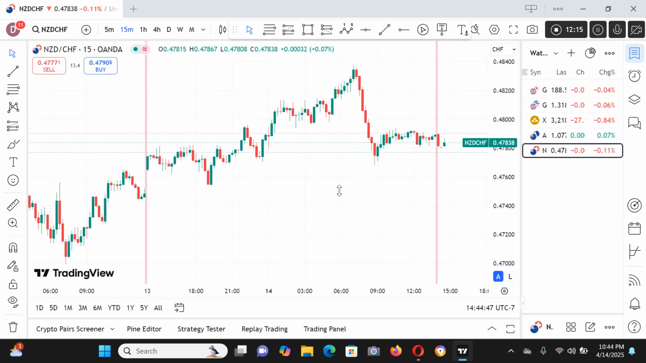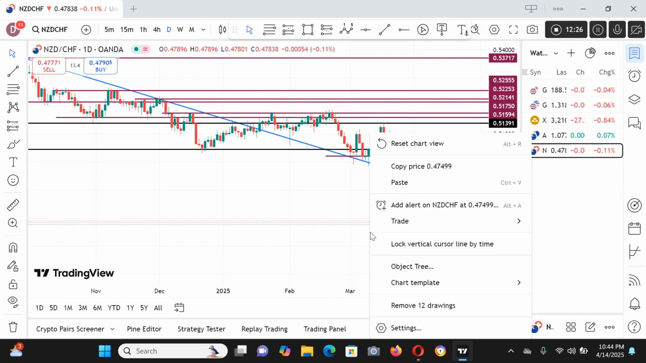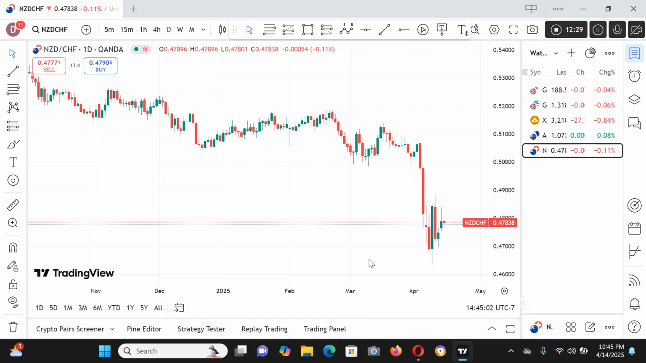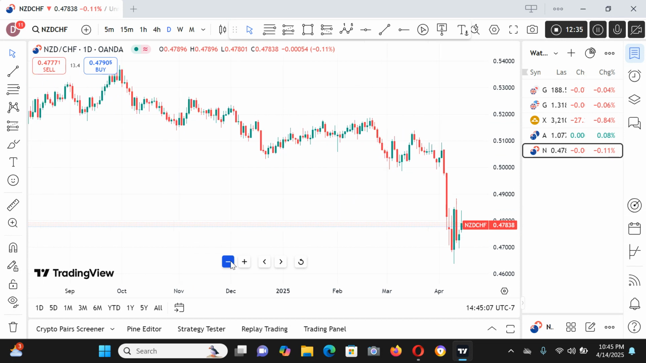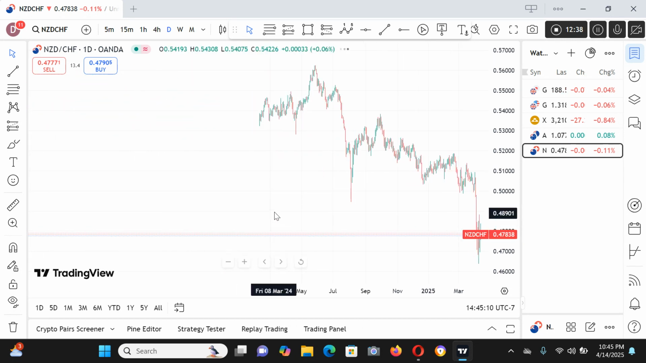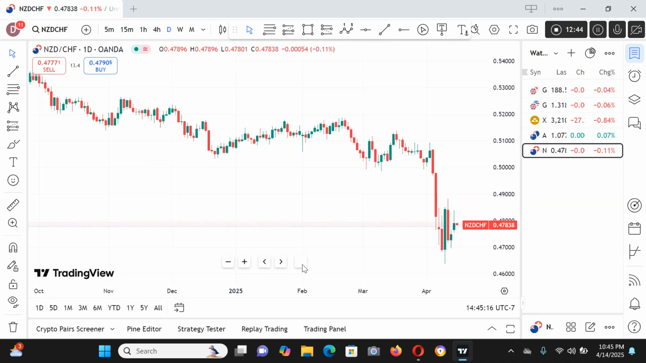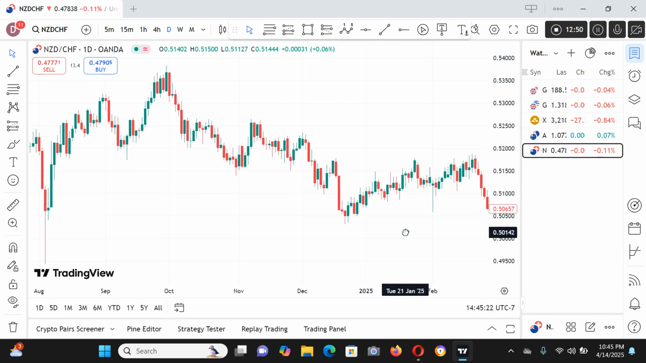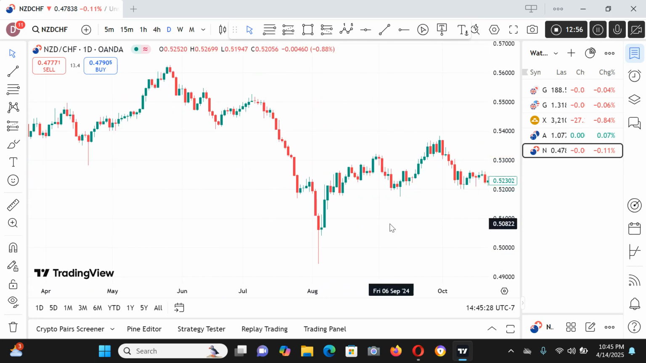NZD. So as usual, we go to the daily time frame. We clear the chart on the daily time frame. If we shrink it towards the left, you will agree with me that we are on a downtrend. So this is NZDCHF. We look for the highest peak to draw our trend line.